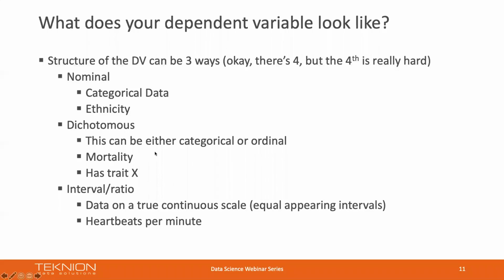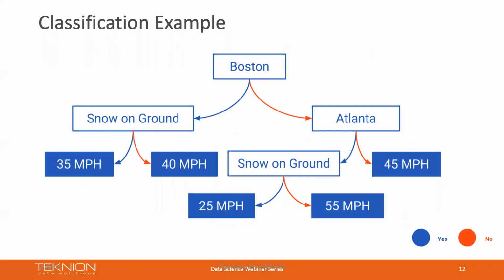So here's the way to think about this. Nominal and dichotomous, we can typically think of as classification models. And the interval, but also some of the dichotomous, we can think of as regression models. I'll get into why we choose which one for which in just a little bit. But really, we have classification versus regression. These are the types of models that we're going to pick. All right, so let's talk about an example of classification.